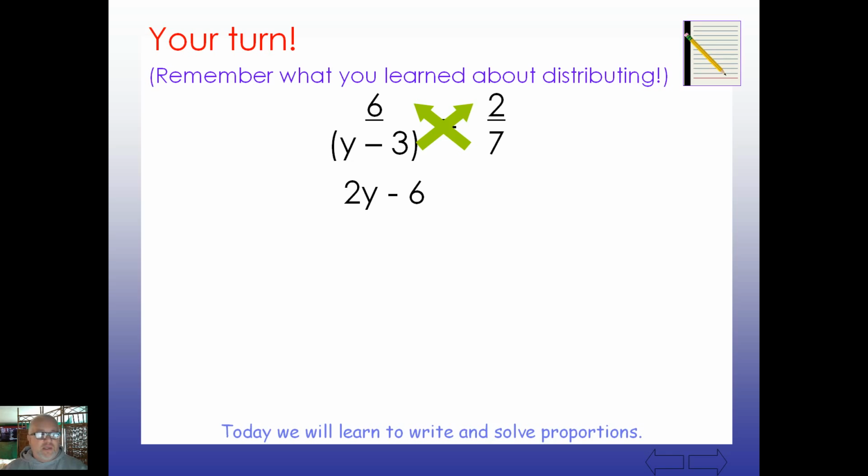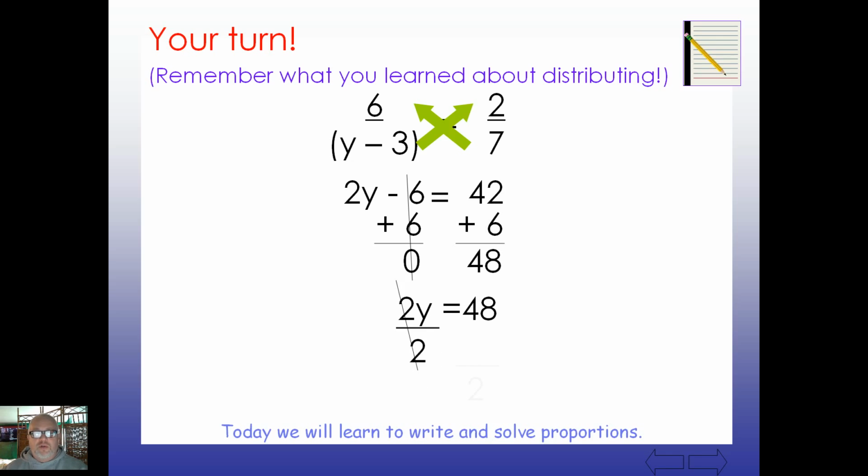And what is 6 multiplied by 7? Well, that's 42. Now, of course, just like that, it's a nice easy problem. Get rid of the 6 first, add 6 to both sides, and we end up with 2y equals 48. Divide both sides by 2, and you're finished, just like that. So, of course, the only tricky piece here was cross multiplying and making sure you distribute. All right? Good.